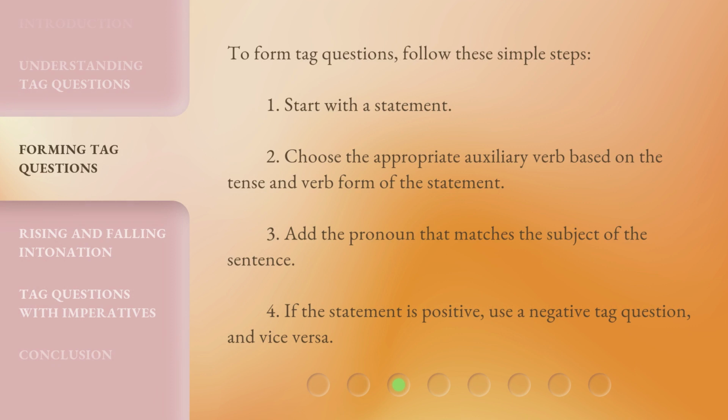To form tag questions, follow these simple steps. 1. Start with a statement. 2. Choose the appropriate auxiliary verb based on the tense and verb form of the statement. 3. Add the pronoun that matches the subject of the sentence. 4. If the statement is positive, use a negative tag question, and vice versa.